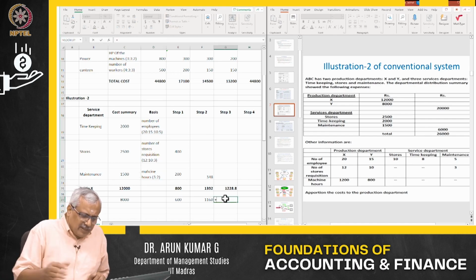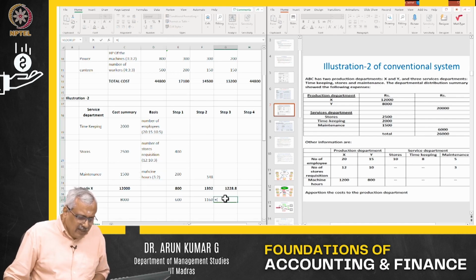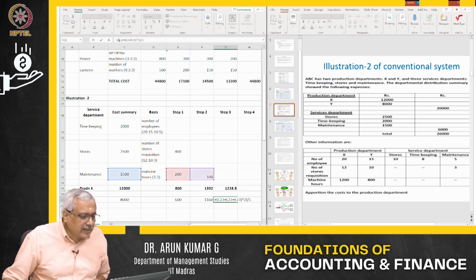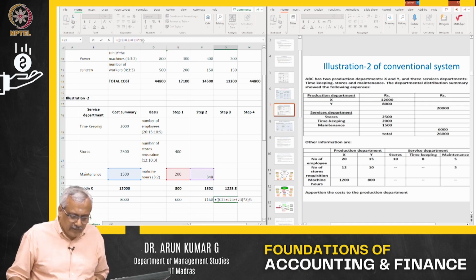So, one can do it the same way. This is the cost of maintenance, this is what is allocated from the timekeeping, this is what is allocated from the stores out there. The entire thing will have to be allocated into 2 divided by, I am sorry, into 2 divided by 5 out there. I just have to increase one parenthesis out here in this particular case, that is all.